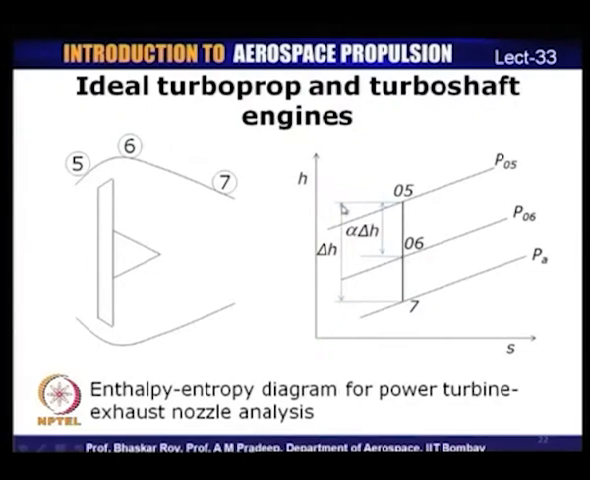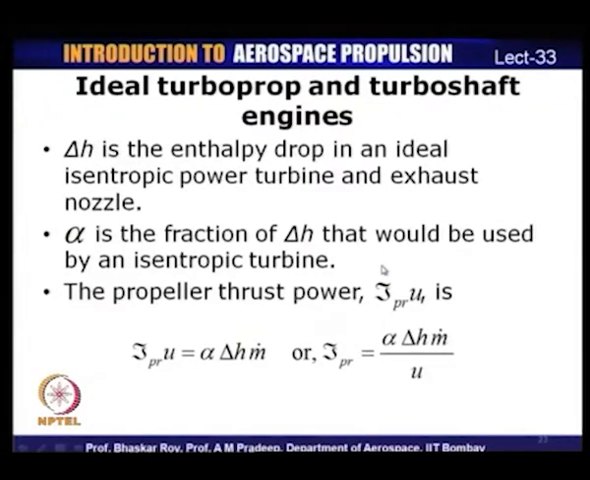Let us say the total enthalpy drop across the power turbine and the nozzle together is delta H. A fraction of that enthalpy drop occurs in the power turbine, which is, let us say, alpha. So, alpha times delta H is the enthalpy drop which occurs in the power turbine. (1 minus alpha) times delta H is the enthalpy drop which takes place in the nozzle. So, delta H is basically the enthalpy drop in both the power turbine as well as the exhaust nozzle put together. A fraction of that delta H, which is alpha, would be used by the turbine and the remainder is used by the nozzle.